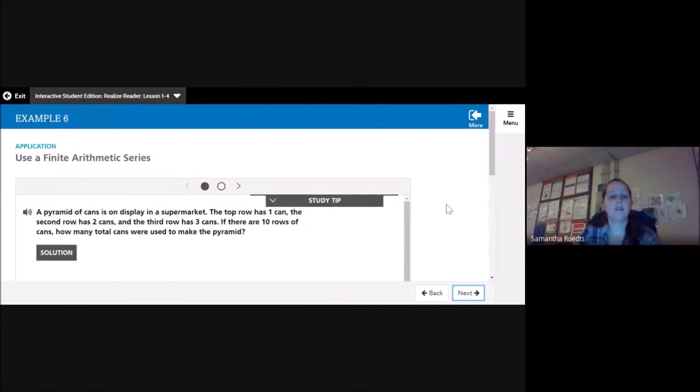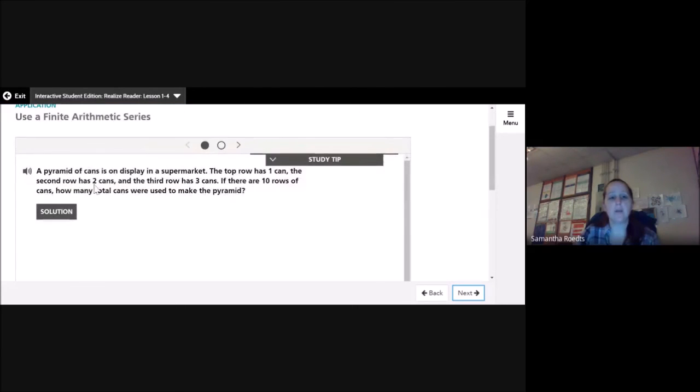All right, example 6, use a finite arithmetic series. A pyramid of cans is on display at a supermarket. The top row has 1 can, the second row has 2 cans, the third row has 3 cans. If there are 10 rows of cans, how many total cans were used in the pyramid?